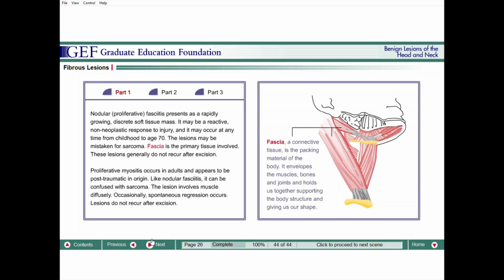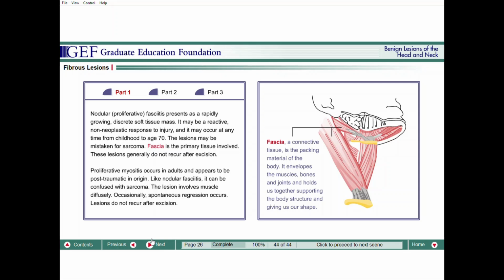Nodular proliferative fasciitis presents as a rapidly growing, discrete soft tissue mass. It may be a reactive, non-neoplastic response to injury, and it may occur at any time from childhood to age 70. The lesions may be mistaken for sarcoma. Fascia is the primary tissue involved. These lesions generally do not recur after excision.